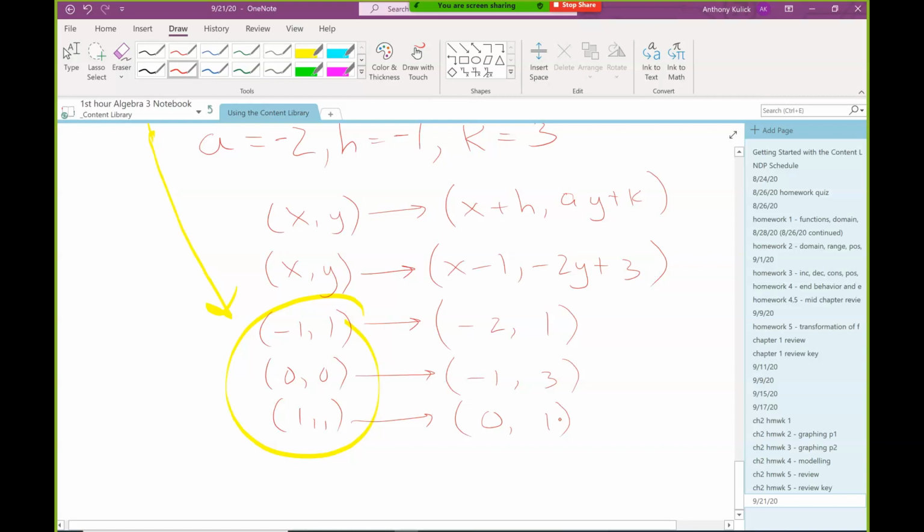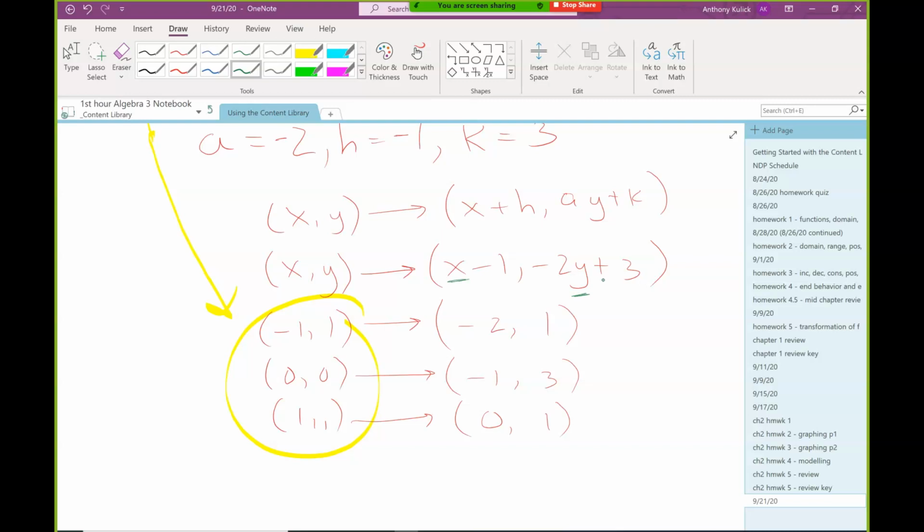So all I did there to find those new points is I plugged the x and y's into my map and then evaluated, right? I just did it in my head. Is that okay with everybody? Since it was whole number arithmetic, I just did it in my head. If you want to write it down or use your calculator, that's perfectly reasonable. Okay? So far, so good?